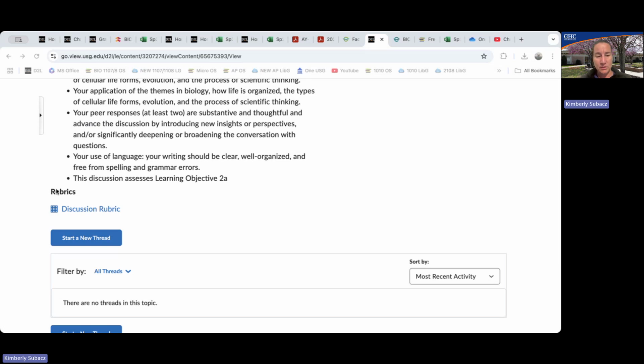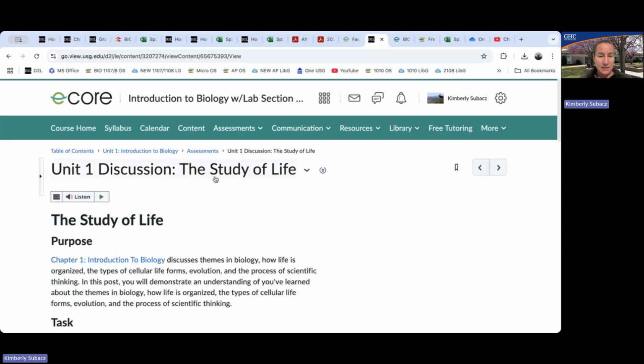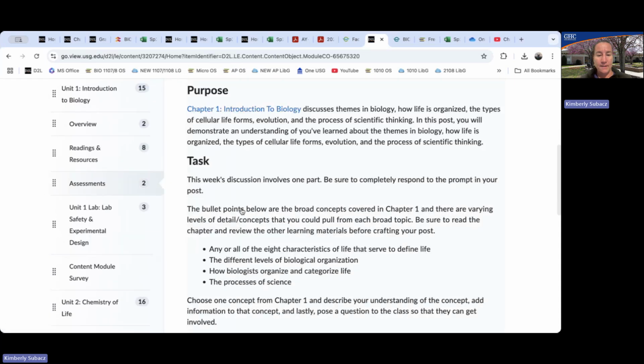How was the use of language? And was this discussion post made on time? So that's how all the discussions are graded, with a rubric, and that is the discussion rubric. You can find it at the bottom of the discussion page right there. So that is the first assessment for Unit 1, the discussion.